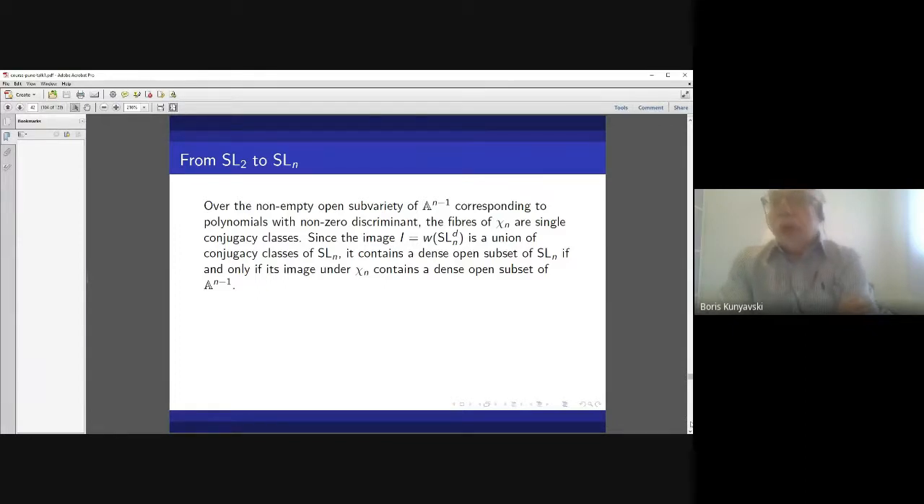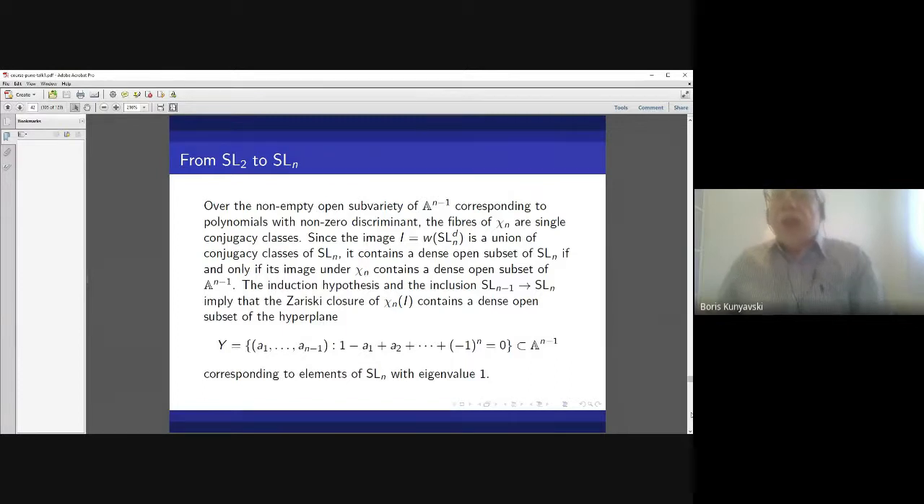And so a short argument shows that the image contains a dense open subset. That's what we want, if and only if its image under chi-n contains a dense open subset of the affine space. It's just technically easier to consider dense open subsets of this affine space. And by the induction hypothesis and the inclusion, we can conclude that the Zariski closure of the image of I under this characteristic map contains a dense open subset of this hyperplane. In fact, it contains the whole hyperplane, but why dense open?